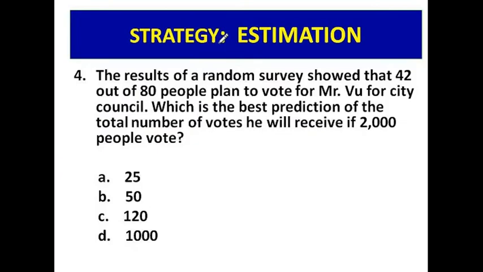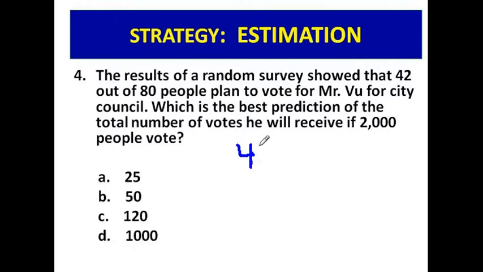The strategy we're using is still estimation. It says the results of a random survey showed that 42 out of 80 people plan to vote for Mr. Vu for City Council. Which is the best prediction of the total number of votes he will receive if 2,000 people vote? Okay, I don't have my inner write pad here.